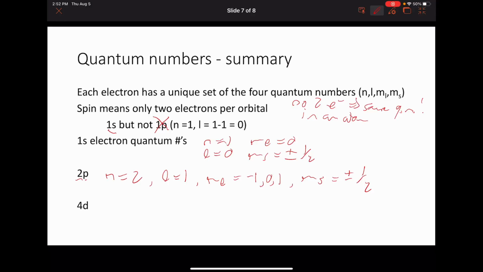Same thing for 4d: n equals 4, L equals 2, m sub L equals minus 2, minus 1, 0, 1, 2, but the m sub s is always plus or minus 1/2. So you get the picture. If we have a 4d electron, we know n equals 4, L equals 2, and then we know its m sub L can be in one of the 5 orbitals and have one of the 2 spin states.